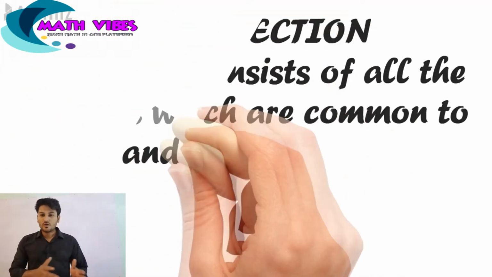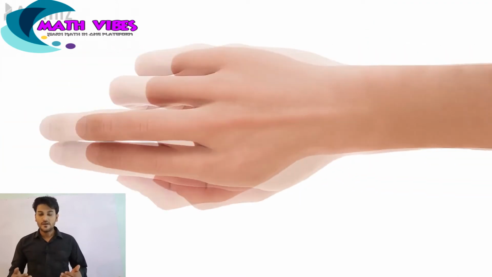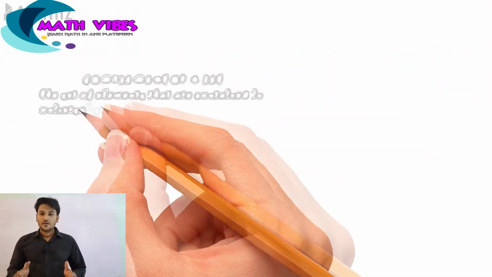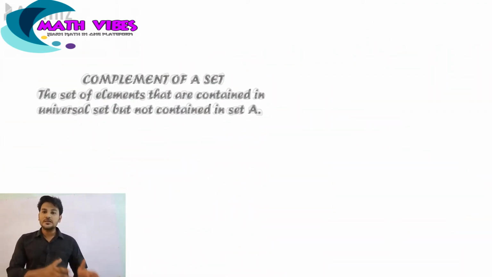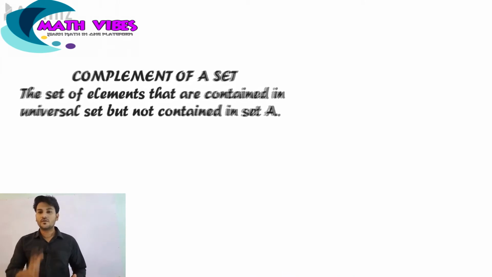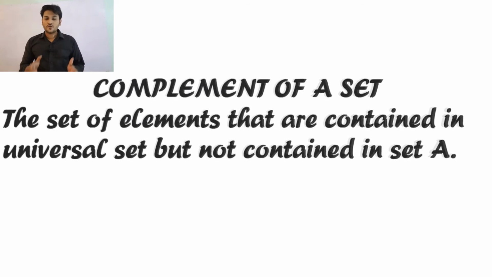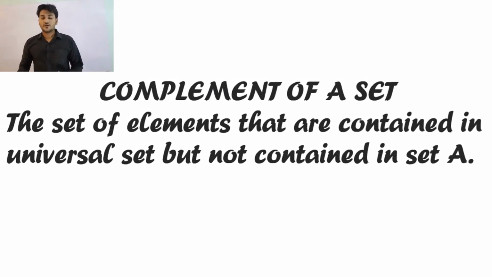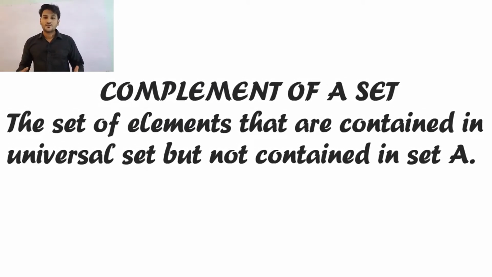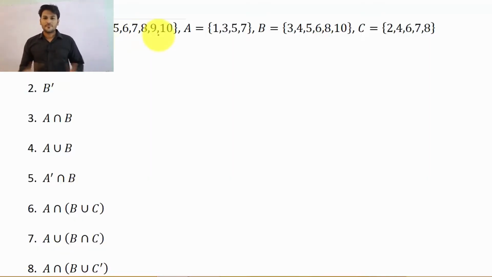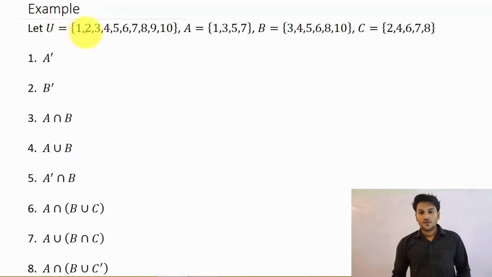What is the complement of a set? How do we define it? The elements which are present in the universal set but not contained in set A. But here it is not necessary to represent a set by the capital letter A. We can use any letter to represent a set. Now, let's do some examples for better understanding.